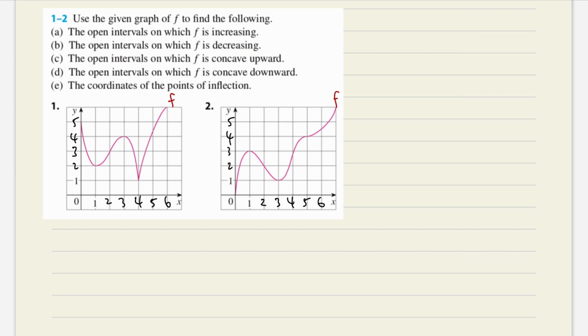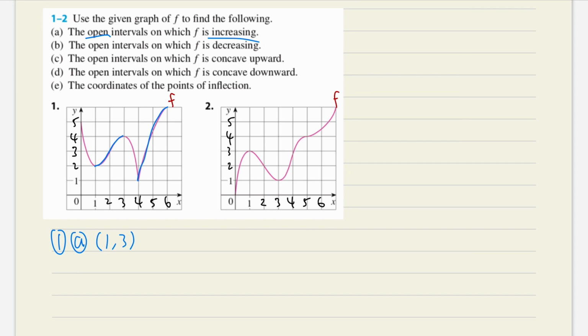So here we go. Let's start with the first one. Part A, where is the function increasing? Because we're just given the original function, what you see is what you get. If the curve is going up, that means the function is increasing. So we see from 1 to 3, likewise from 4 to 6. We just want the open intervals, so we write it like this: parentheses 1, 3. This means we do not include 1, and we also do not include 3.